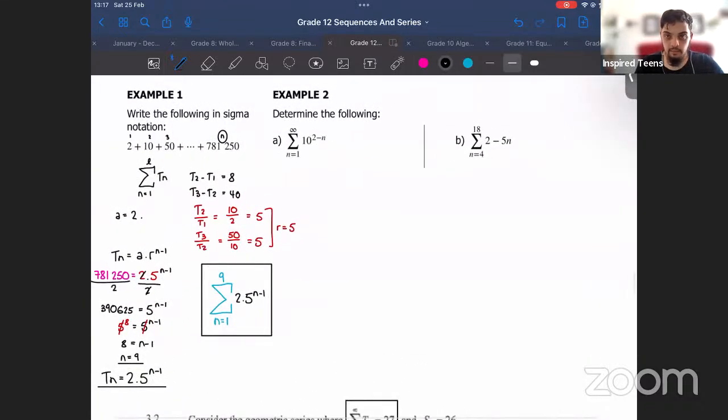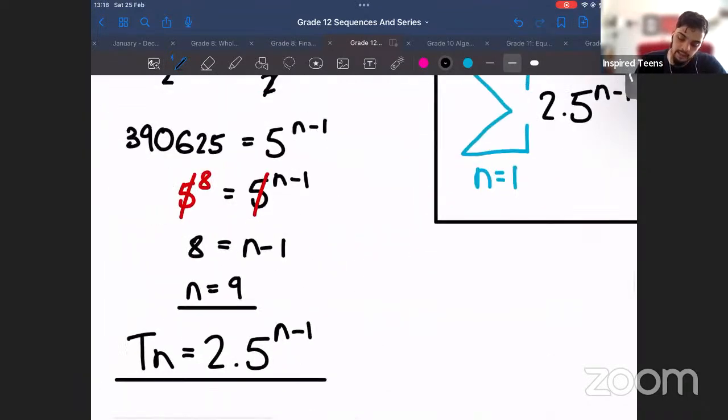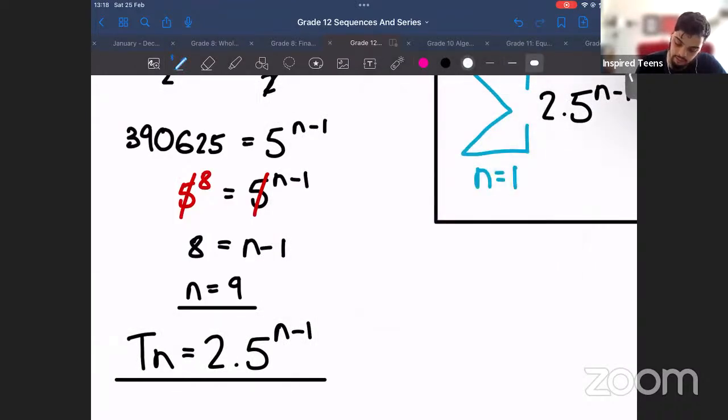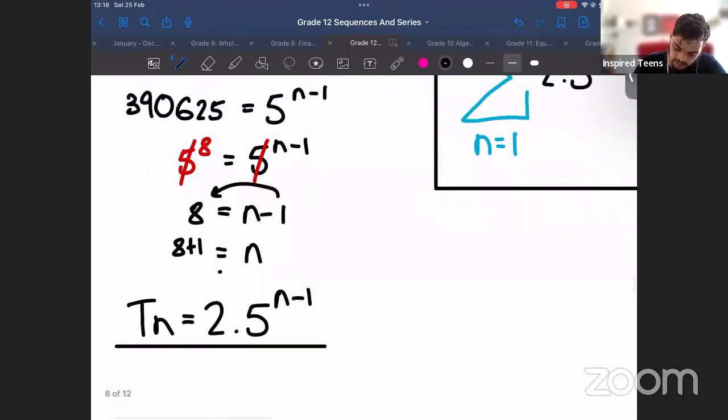Writing it in sigma. Doesn't matter when you swap to the other side. Okay, I'll explain it in a bit. Basically, let's just re-look at it. I'm going to get rid of this. Let's do it regularly, right? So what you would do is you would take 1 over and it would become 8 plus 1, and then n is equal to 9. So n is equal to 9 is the same as 9 is equal to n.